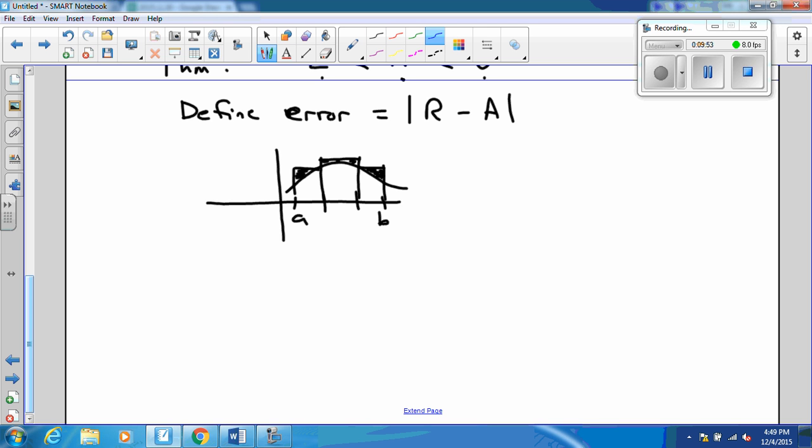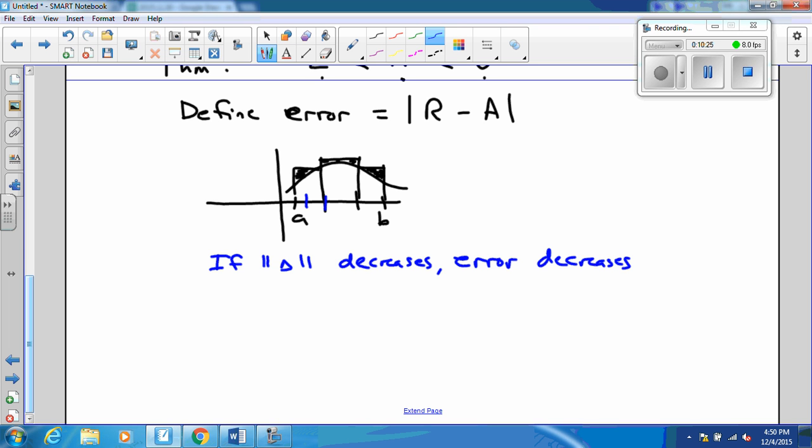And I want to observe that the easiest way to do that, or the smartest way to do that, would be to use skinnier rectangles. So I'm going to just appeal to your intuition that if the mesh size of my partition decreases, let's not go to 0 just yet, then the error should decrease also.